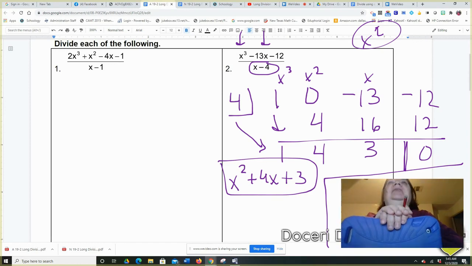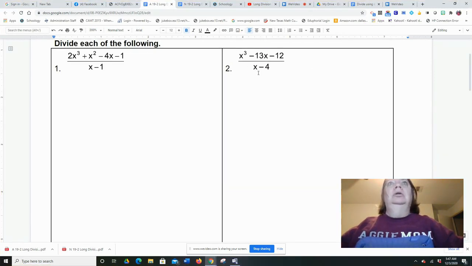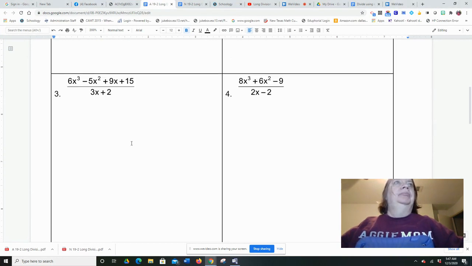This is called synthetic division. It's another method of dividing polynomials. When it doesn't work easily, when it would be easier to go ahead and use the long division is when you have a number on the bottom while you're dividing by something that has a coefficient. Let's see, like these two. This one is 3x plus 2.